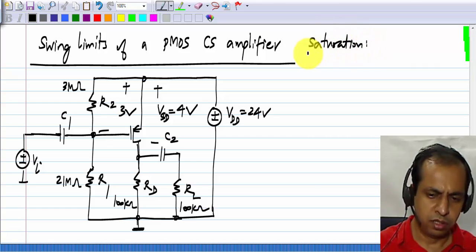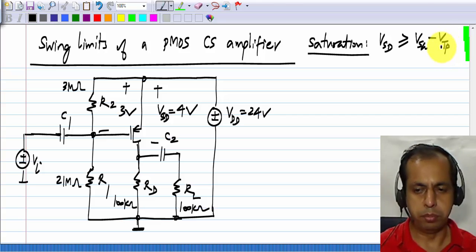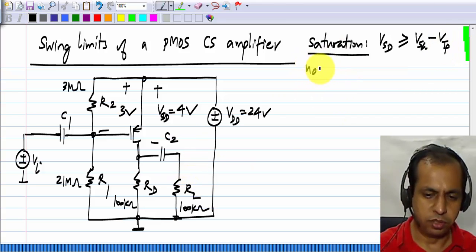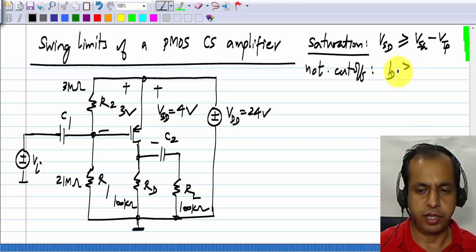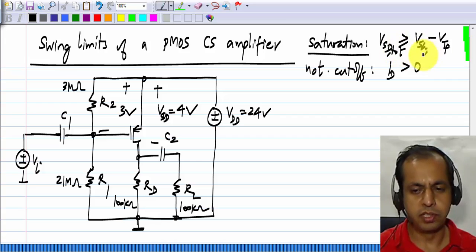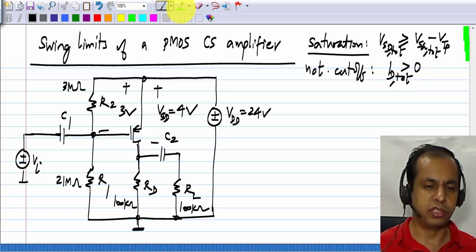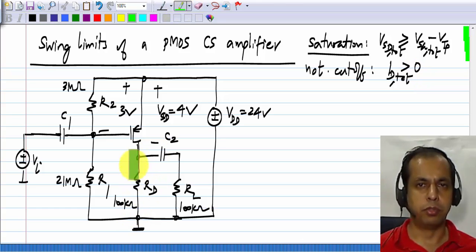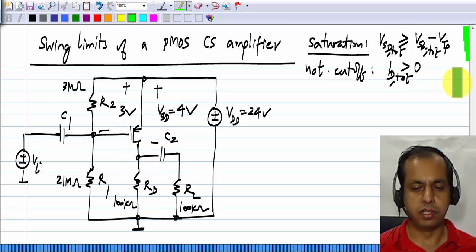saturation is that VSD has to be greater than or equal to VSG minus VTP, and the condition to avoid cutoff is that ID is greater than 0, and these refer not to the operating point values but to the total quantities when the signal is applied. So what we have to do is similar to what we did in case of the NMOS amplifiers. We have to first find the total VSG, total VSD and total ID and apply these conditions.